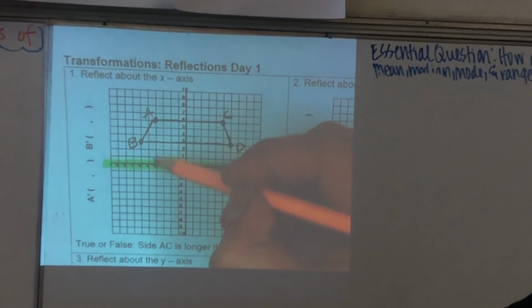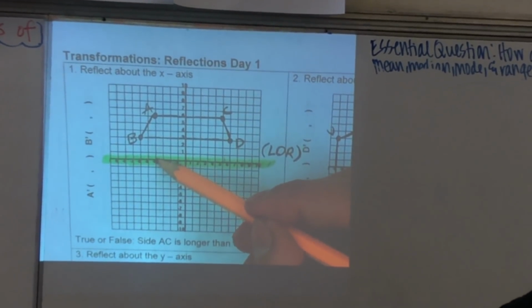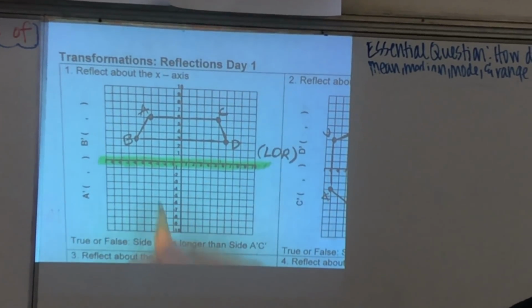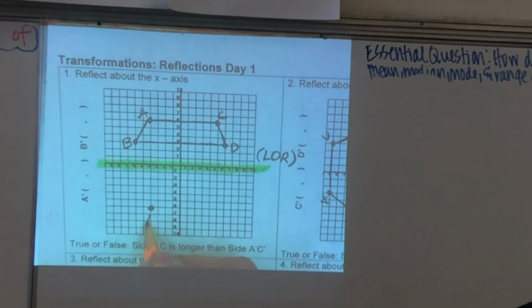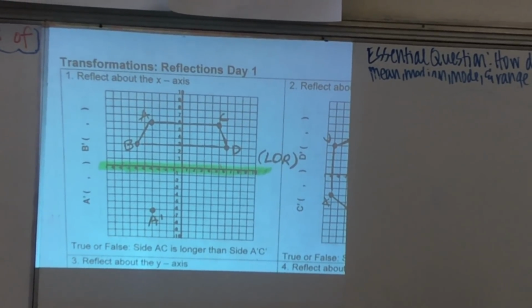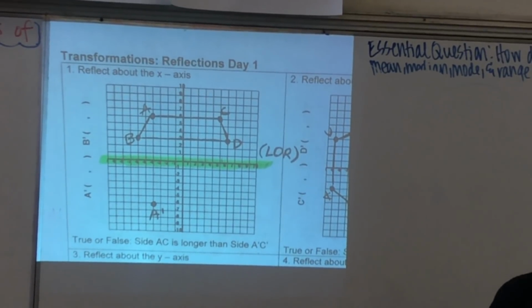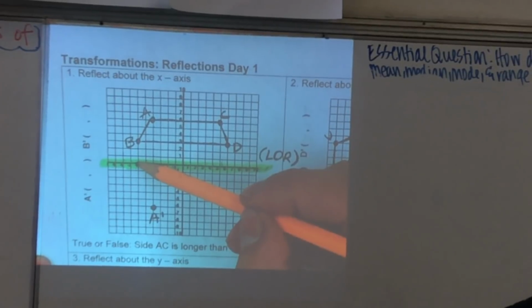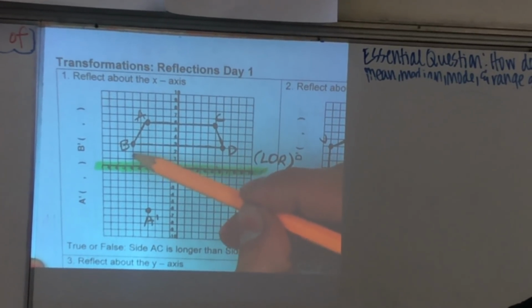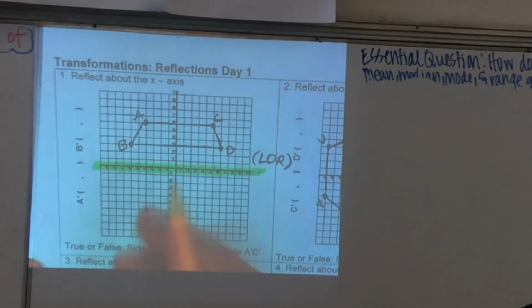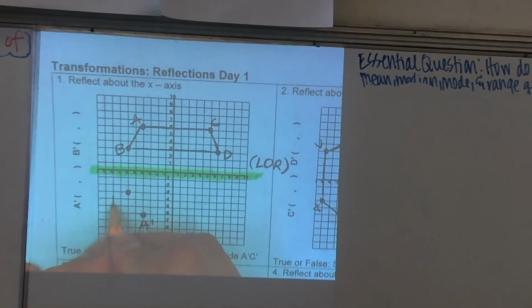So if I have 6 spaces here, just go ahead and count 6 spaces down. 1, 2, 3, 4, 5, 6. This right here is A prime. So that's my first point. Now let's reflect B. How many spaces away from the line of reflection is B? We have 1, 2, 3 spaces away. So now go ahead and reflect it. 1, 2, 3. So this right here is B prime.